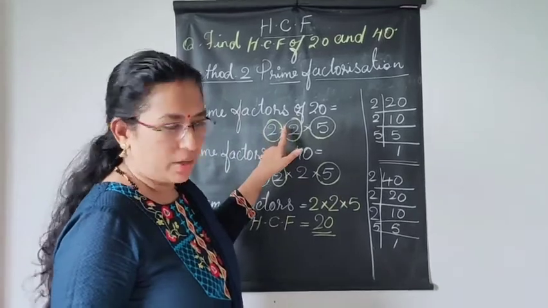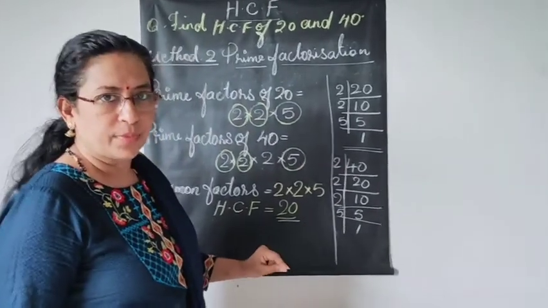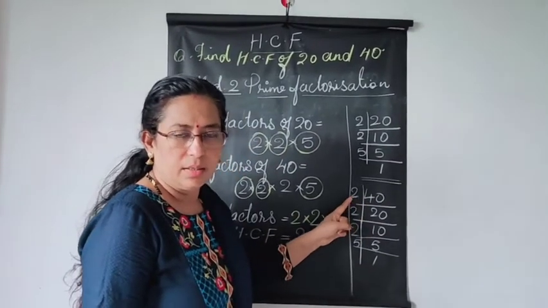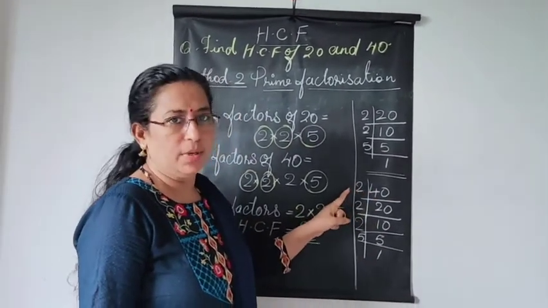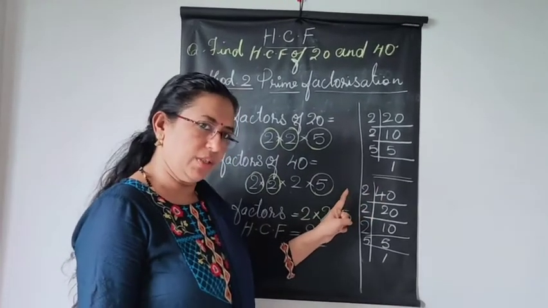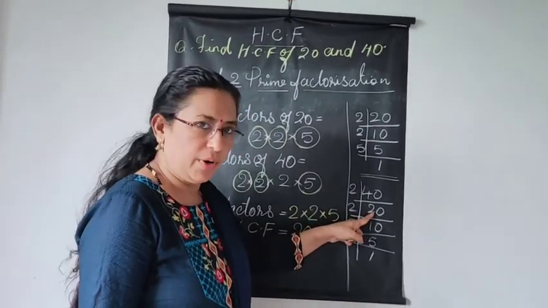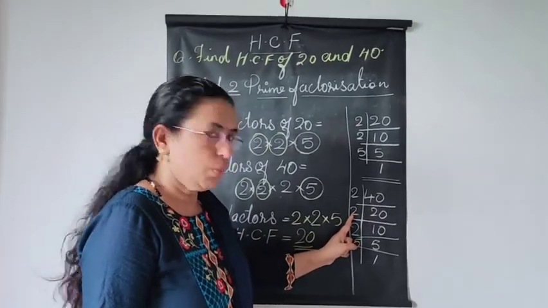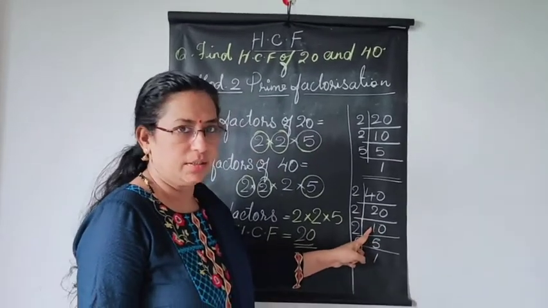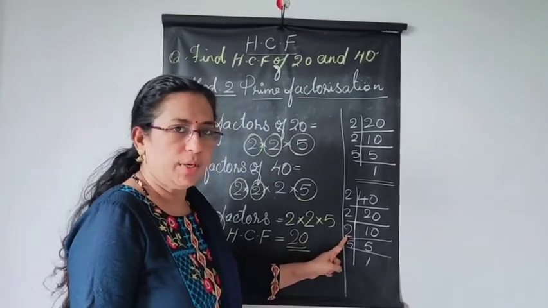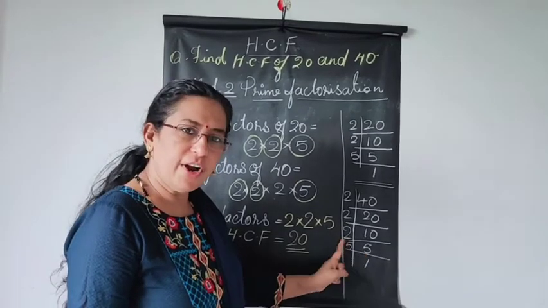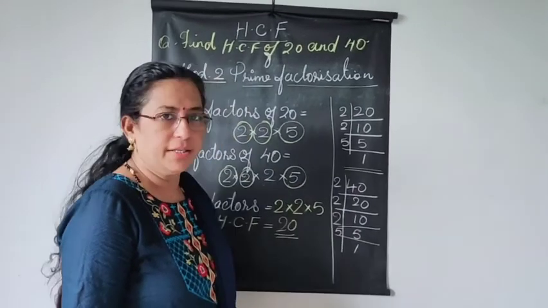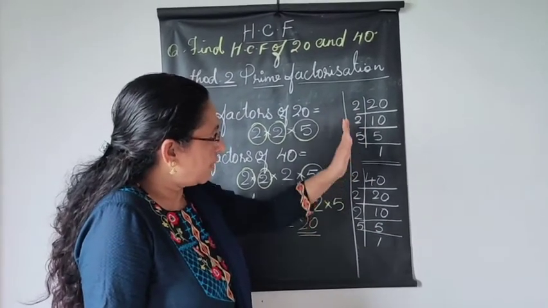Prime factorization over. Now go to the next number, 40. The same way, take the first prime number. If not possible, go to the next. So here 2 is possible. 40 divided by 2 is possible, so 20 is the quotient. Then 20 divided by 2, again 10 is the quotient. Then 10 divided by 2, again possible, 5. Then 5 divided by 5, 1. Till we get 1, we have to divide. Now our prime factorization is over.